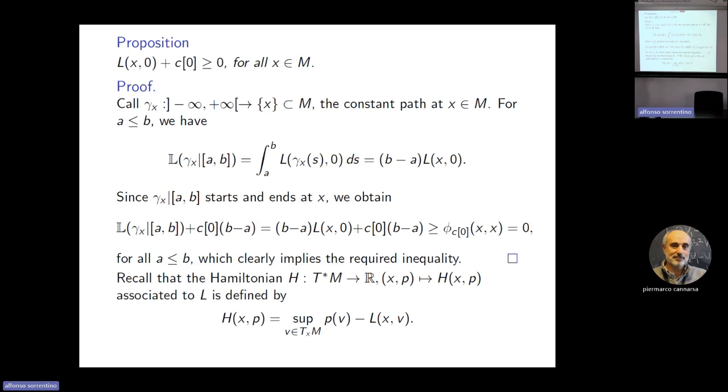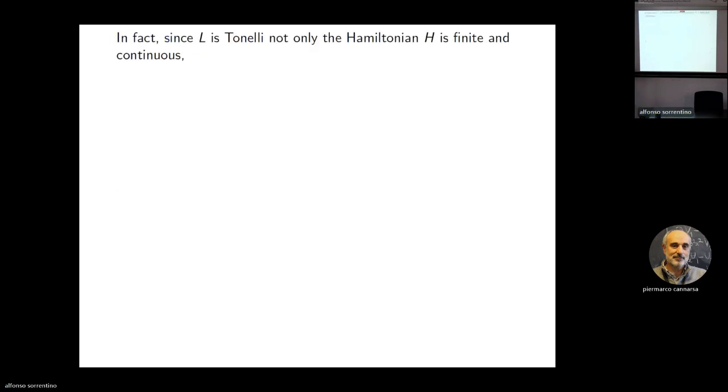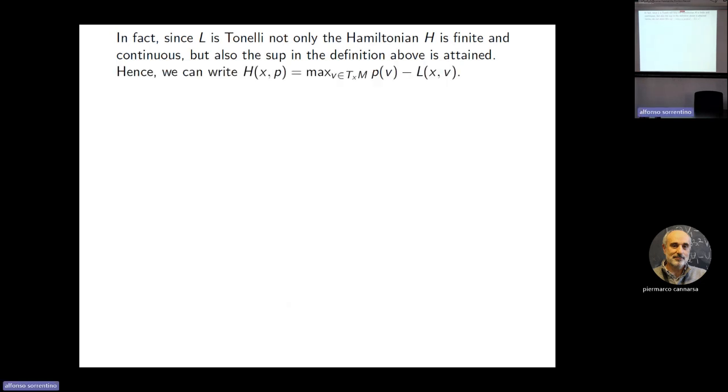Now, we come to the Hamiltonian. The Hamiltonian is defined by H(x, p) is the sup of p applied to v minus L(x, v), for v a tangent vector at x in M. And because L is Tonelli, not only is the Hamiltonian finite and continuous, but the sup in the definition above is attained. And the Hamiltonian is C2 and also Tonelli.